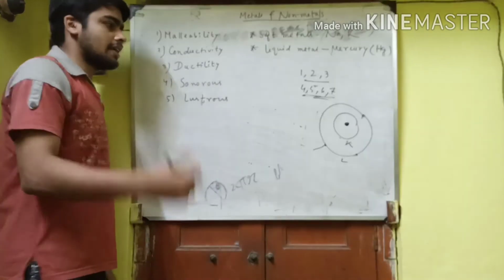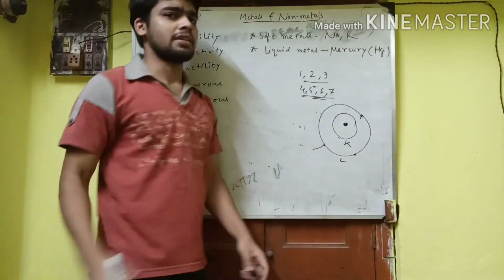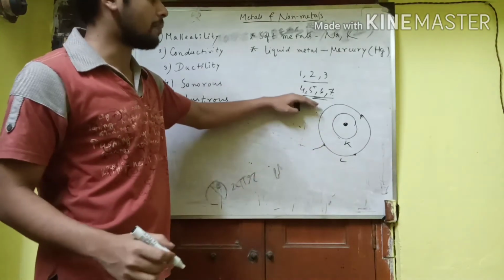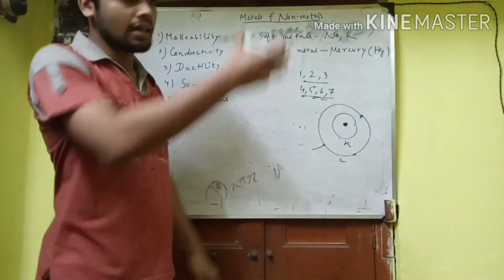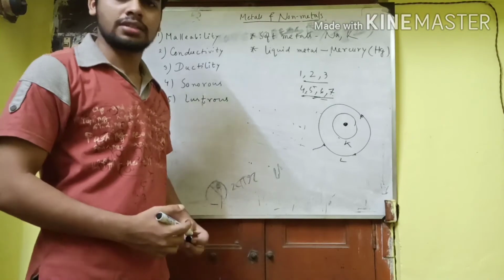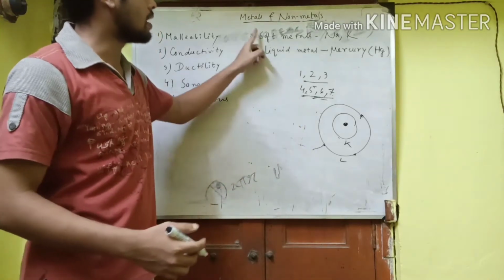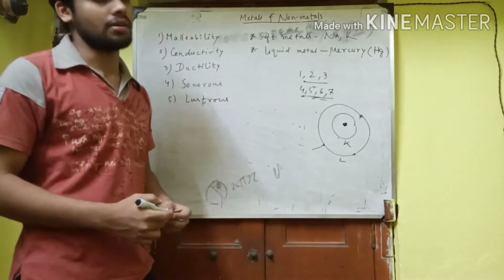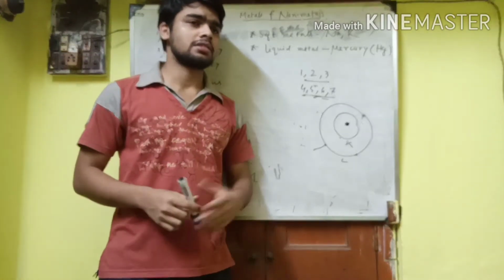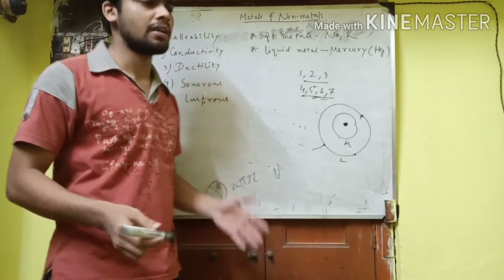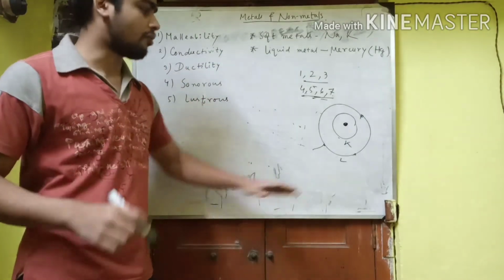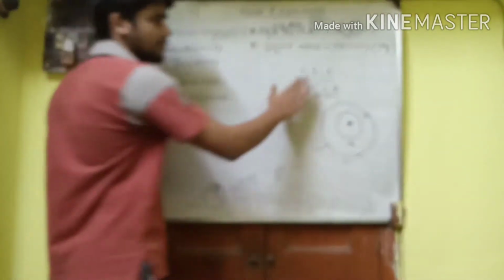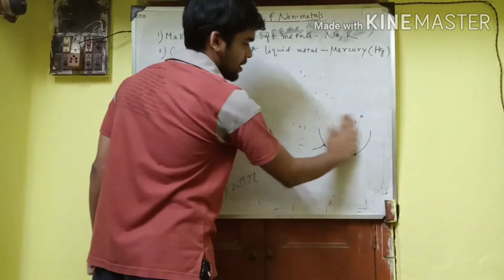Again, in non-metals the atoms have valence electrons numbering 4, 5, 6, or 7, and they gain electrons and become stable. So metals have the property to lose electrons, and non-metals have a tendency to gain electrons to become stable, basically to complete the octet of their atoms. So these are the basic topics of metals and non-metals.